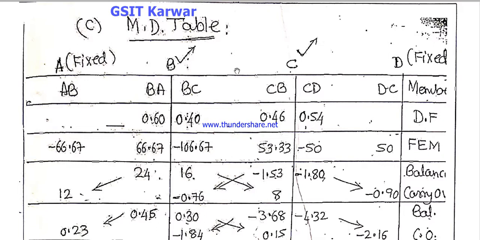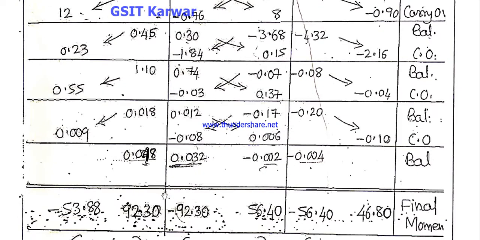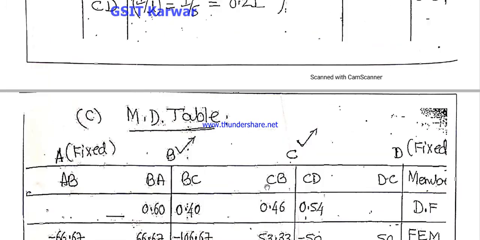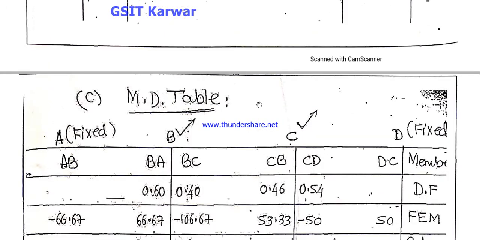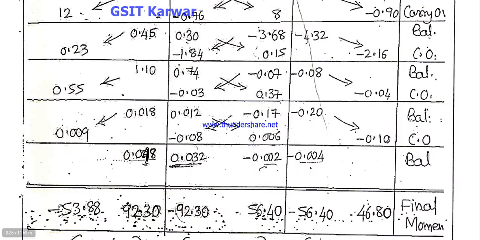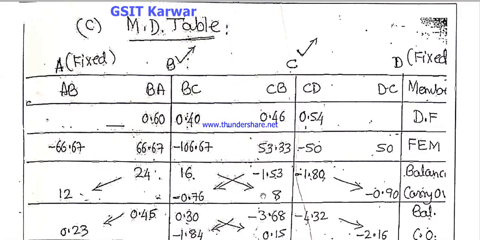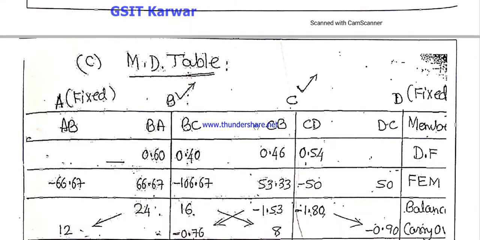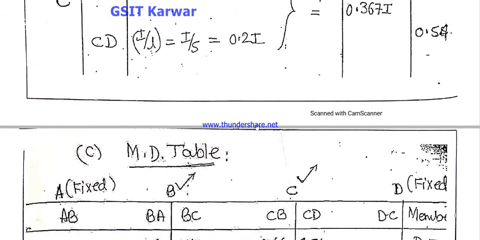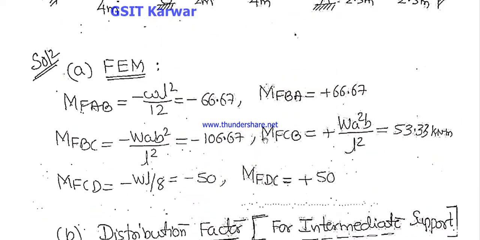Actually, it is the last step in the moment distribution method, the calculation of the final moments. The remaining steps are for calculating support reactions, which are useful for drawing the shear force diagram. The final moments are required for drawing the bending moment diagram. Let us see. Once again, you can recall the problem.